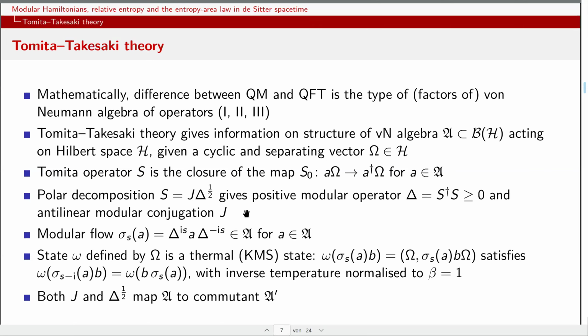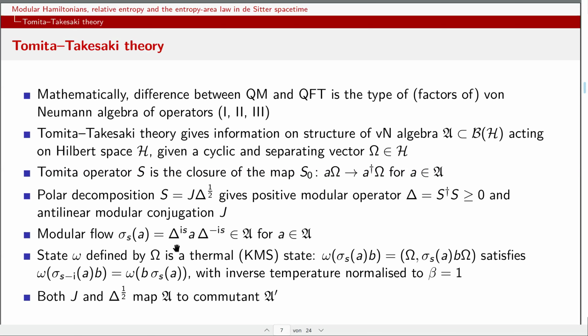And with these objects, one can define a so-called modular flow. So, I've written down here what the definition is. Sigma_s of A is essentially the conjugation of A with a complex power of this modular operator. And one of the results of Tomita-Takesaki theory is that this is a flow on the algebra, so it maps any element A in the algebra into the algebra again. So it's some sort of internal time evolution where the Hamiltonian is log delta. I could write this as e to the is log delta.